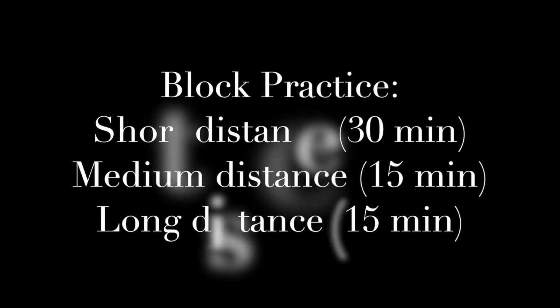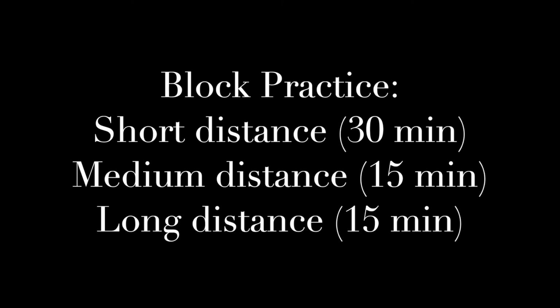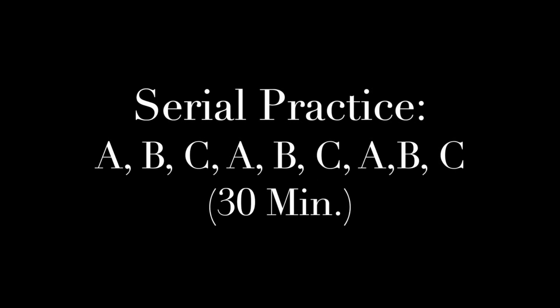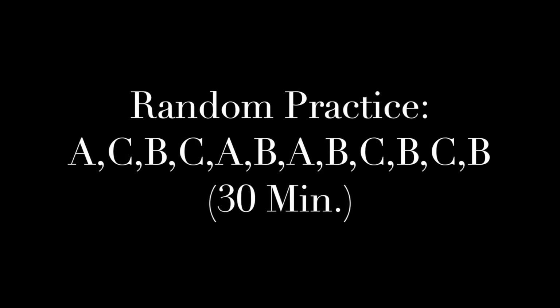The practice plan will consist of the beginner starting off by practicing the short distance pass, then the beginner will practice the medium distance pass, and lastly, the beginner will practice the long distance pass. During the first hour of practice, the beginner will practice each variation of the pass individually. At the end of practice, the beginner will practice each variation of the pass in a random order.